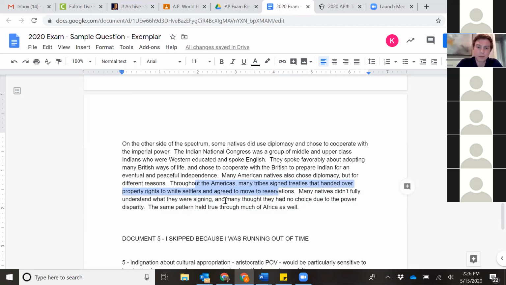And some of the time they didn't really understand what they were signing, because they didn't really understand contracts. Some of the time they had no other choice because they didn't have the weapons to fight back. We actually did read something like that one day in class in the Human Record with Africa.